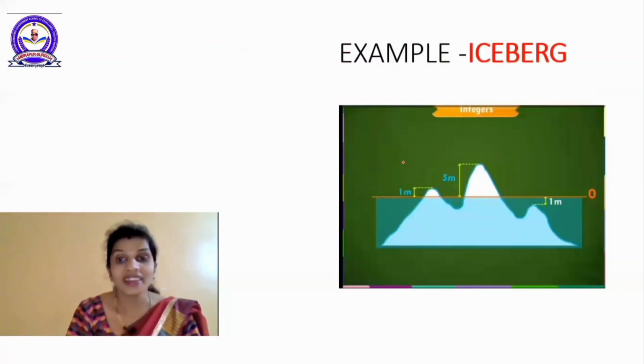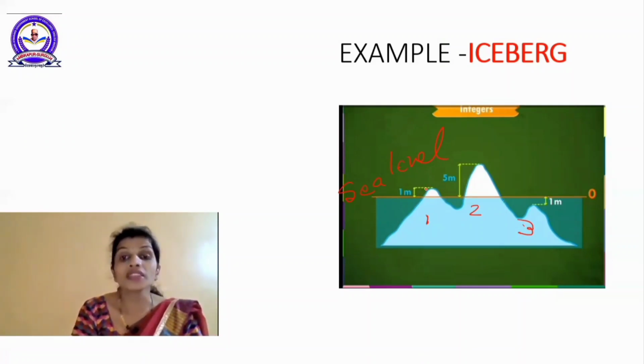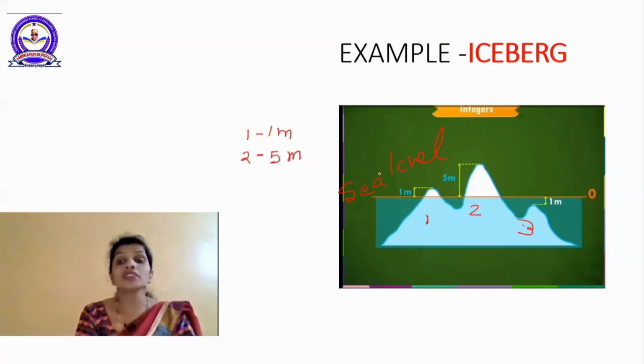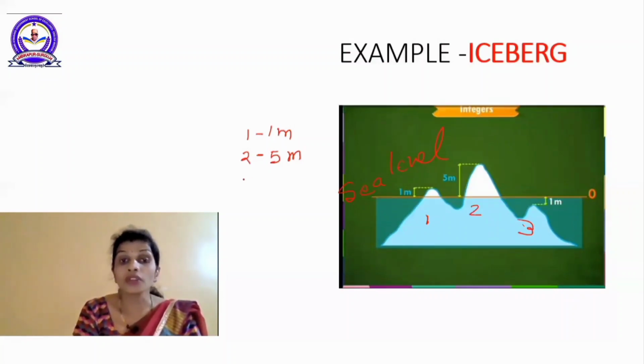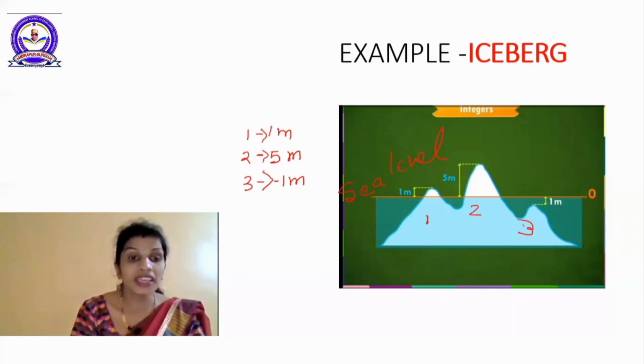Now let's take one more example. Students, have you seen an iceberg? This is an iceberg, and the 0 degree mark is the sea level. Now somebody asks you to measure the height of the icebergs. This is your first iceberg, this is your second, and this is your third. You will see that we measure from the sea level where the number is 0. The first iceberg is 1 meter, so we write that our first iceberg is 1 meter. The second iceberg from sea level is 5 meters, so we write that our second iceberg height is 5 meters. But you will see that the third iceberg is below the 0. So what are we going to write? The depth of the third iceberg is -1 meter. In this way, we can use integers in our day-to-day activities.